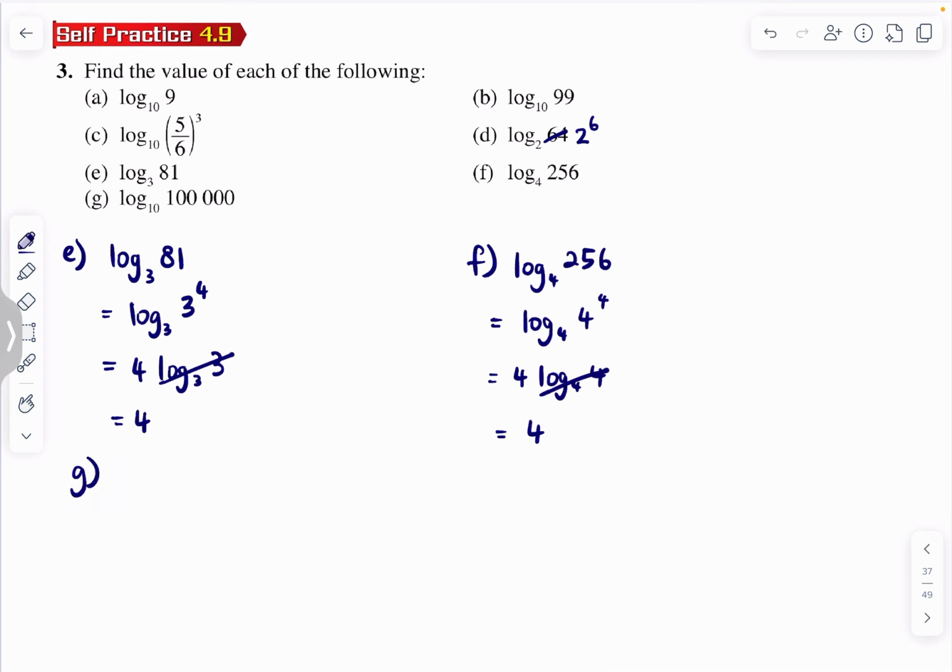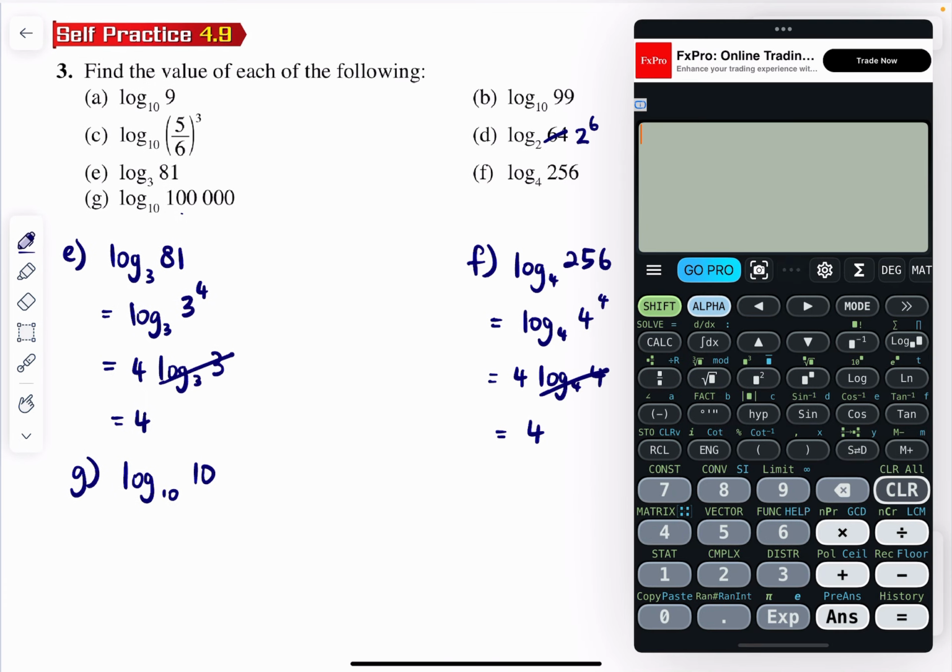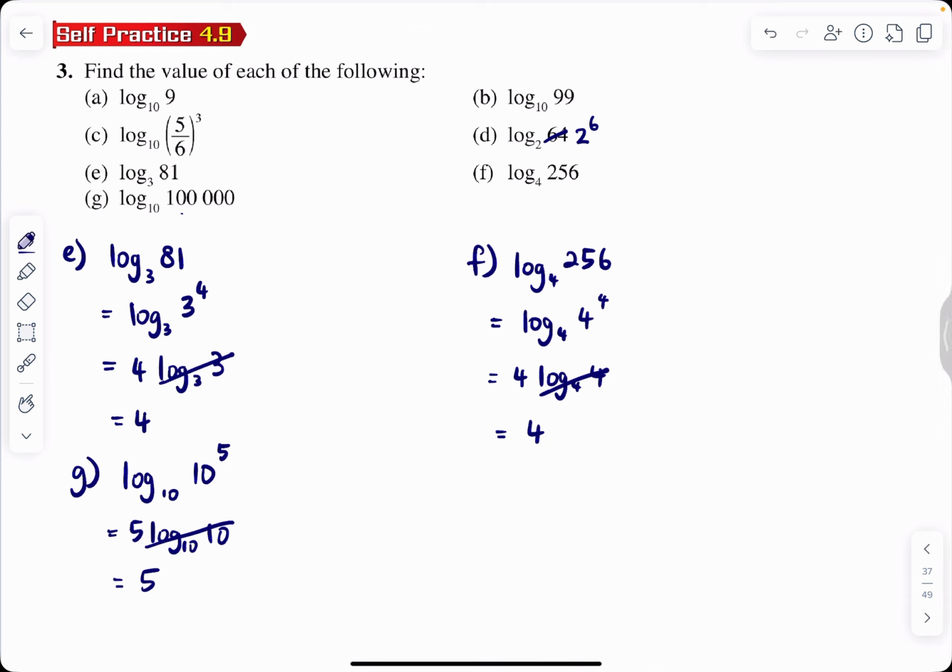And lastly G, log 10 100,000. So 100,000 is 10 to the power of, right here, 10 to the power of how much? Okay, let's see. 10 power 5. 10 power 5 is 100,000. So 5 we bring in front. 5 log 10 10. Log 10 10 is just 1, so you get 5. That's it.